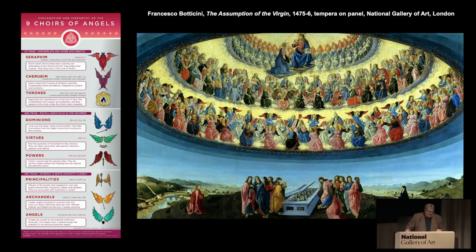So at the very top of the chart there, we have the seraphim. So they're the highest form of angel. They're the highest order. They are literally the guardians of God's throne. There is a reference in Isaiah to these particular entities where it says, "Holy, holy is the Lord of hosts." That refers to these angels. So they're at the top of the chain.